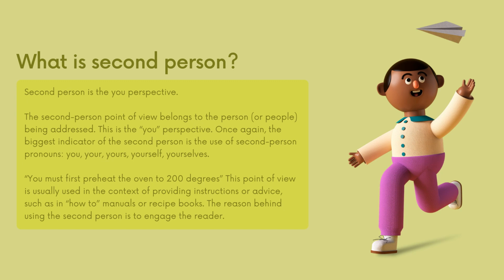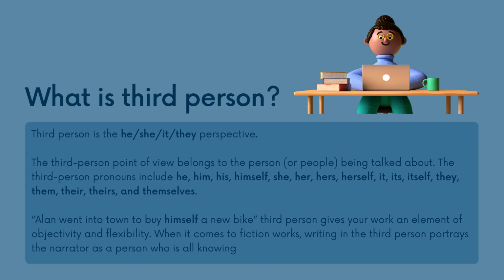This point of view is usually used in the context of providing instructions or advice, such as in how-to manuals or recipe books. The reason behind using the second person is to engage the reader. What is third person? The third person is the he, she, it, they perspective. The third person point of view belongs to the person or people being talked about.